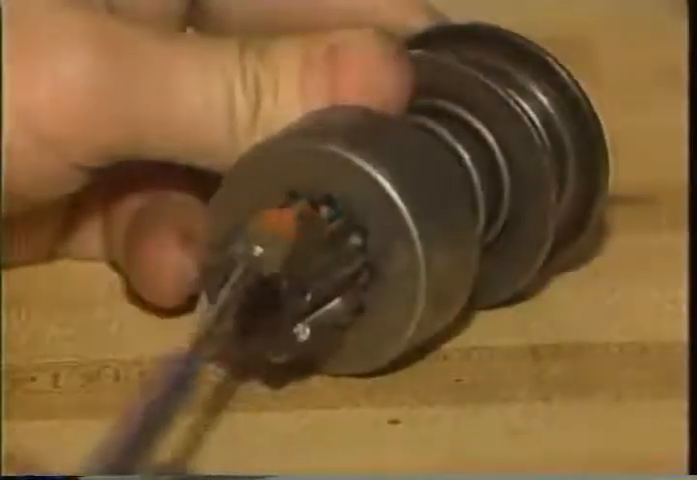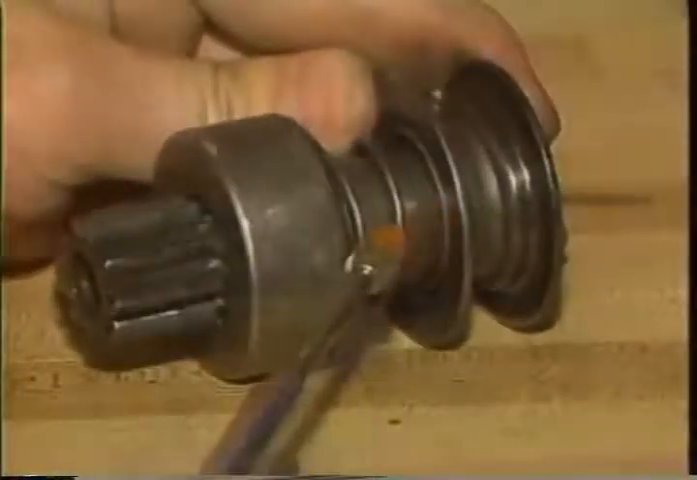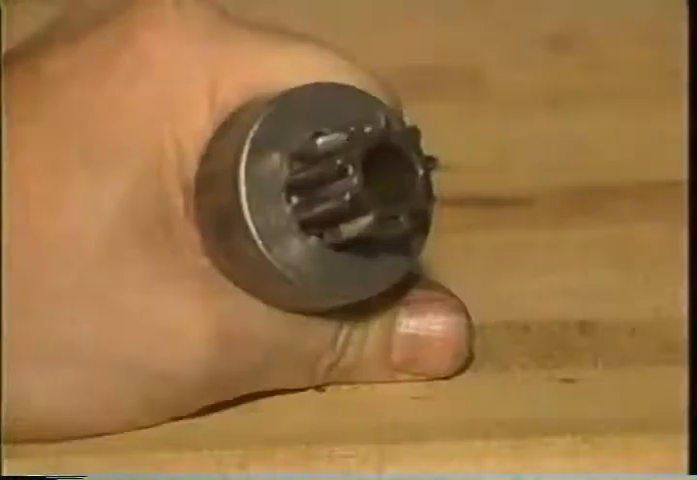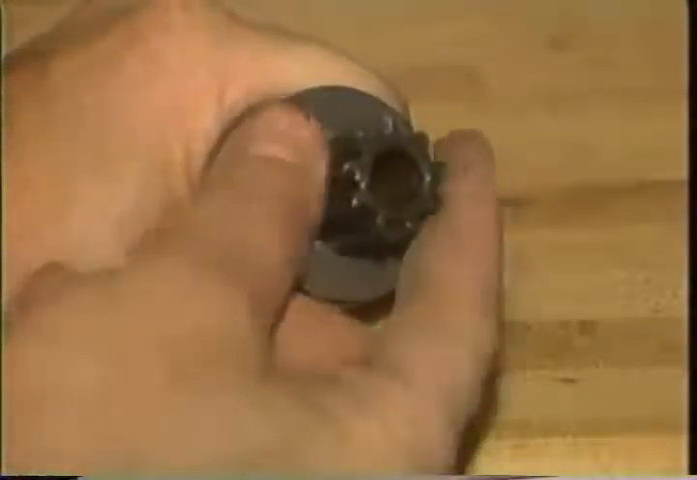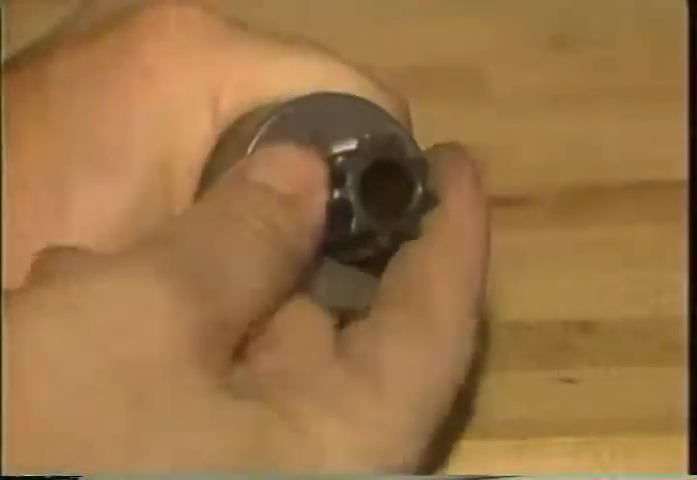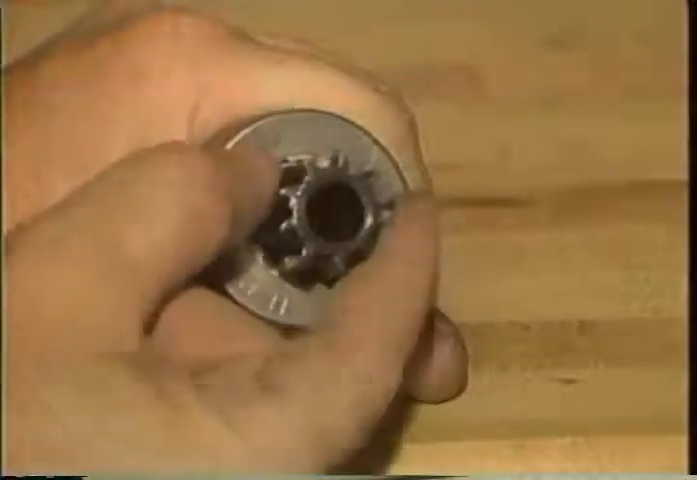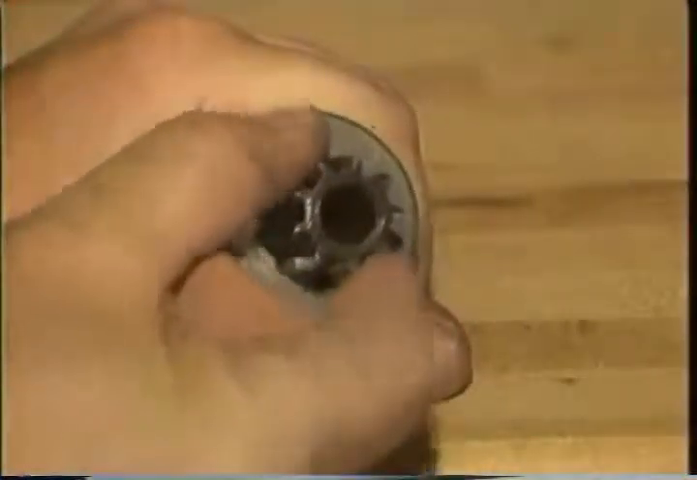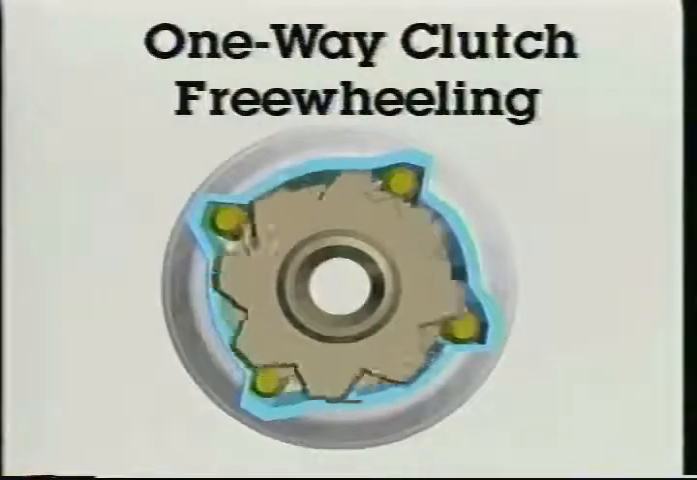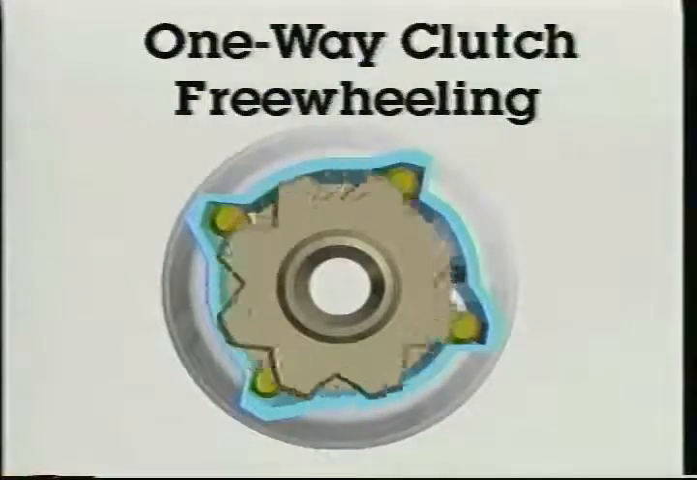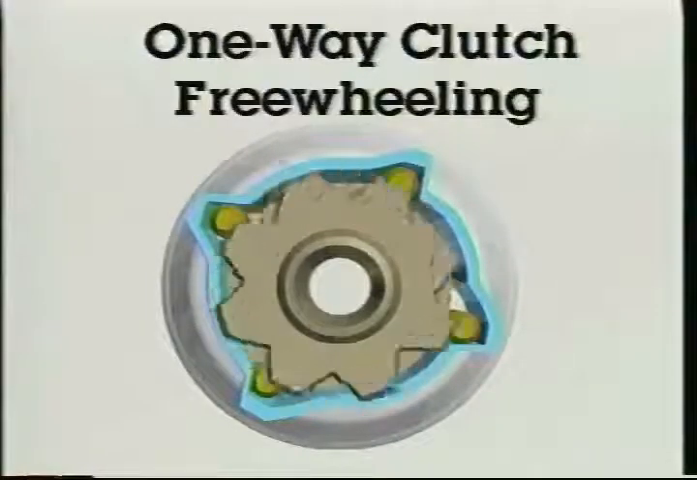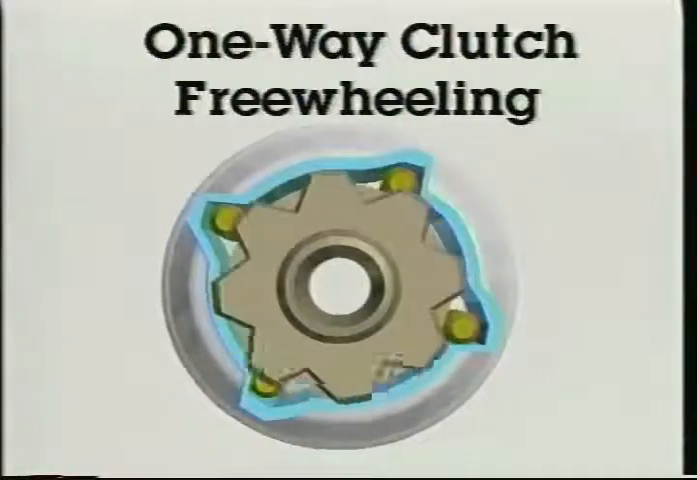The starter drive refers to the pinion gear clutch and related components used to engage the pinion gear with the flywheel ring gear. The pinion gear clutch allows the pinion gear to turn in one direction, but locks the gear in the other direction. Rollers are used inside the one-way clutch. Rollers allow freewheeling when the clutch is rotated one way, but the rollers wedge out and lock the clutch internal surfaces when turned in the other direction.